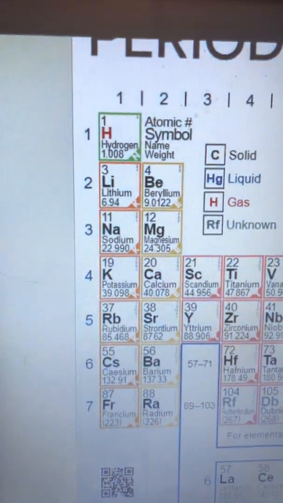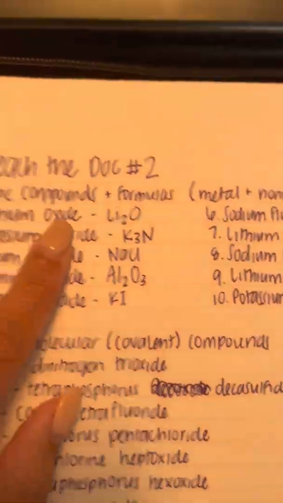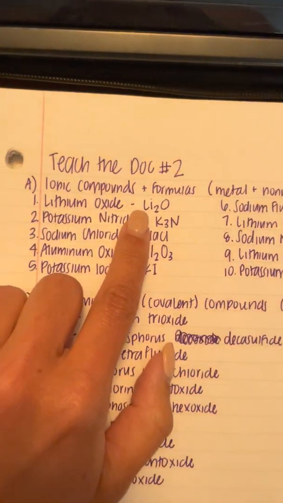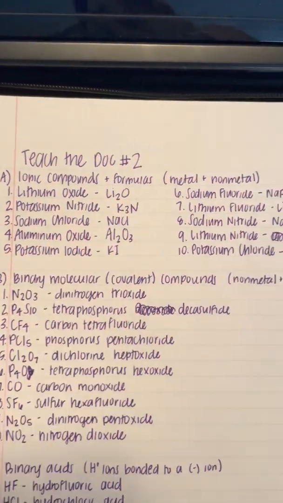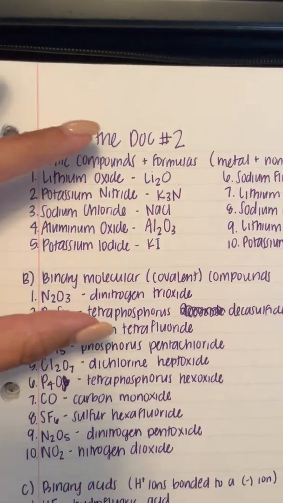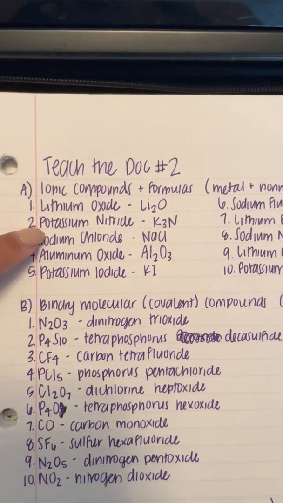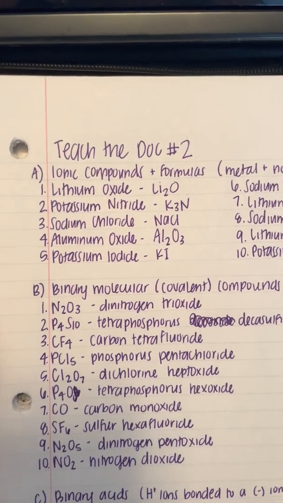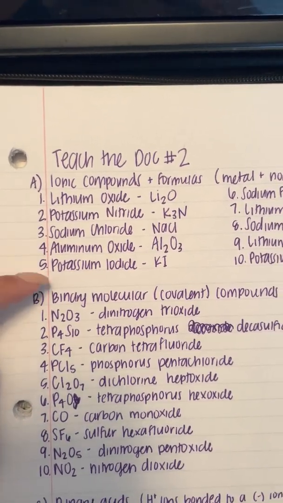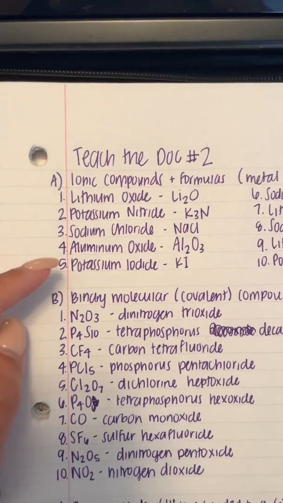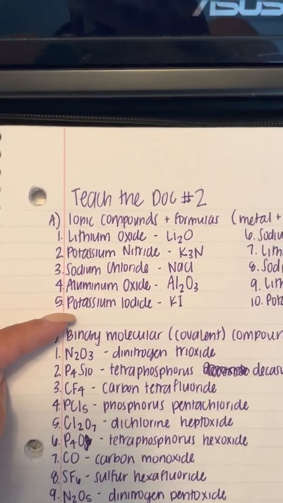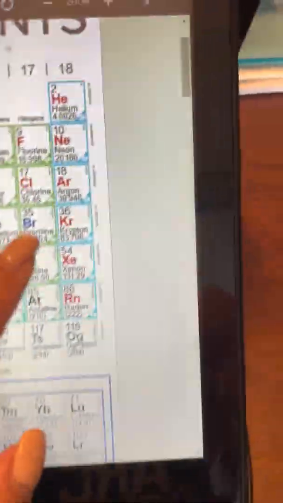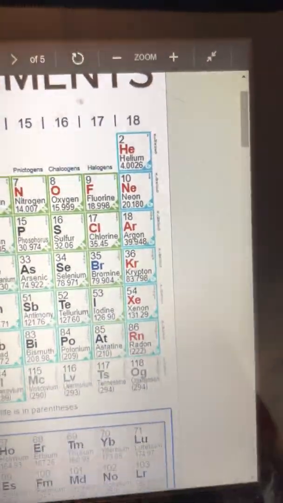Okay, I'm back. Lithium is a +1 charge. Oxide is a 2 minus, so we would need 2 lithiums to add up to our oxygen. So lithium oxide, Li2O, and then we'll follow that same rule for all the rest. Potassium nitride, K3N, sodium chloride, NaCl, aluminum oxide, Al2O3, potassium iodide, KI, since that's just 1 potassium here, and then the I over here, this is a halogen, so it's a 1 minus charge.